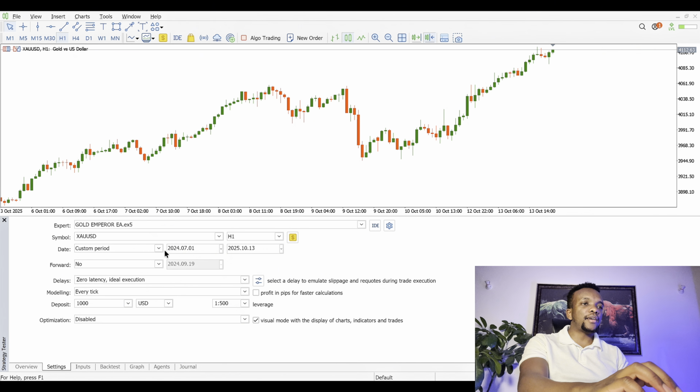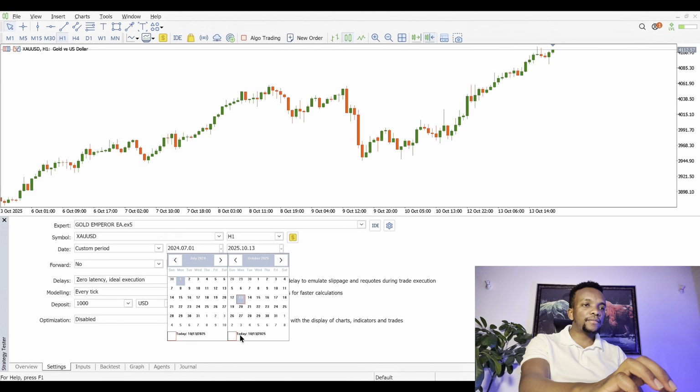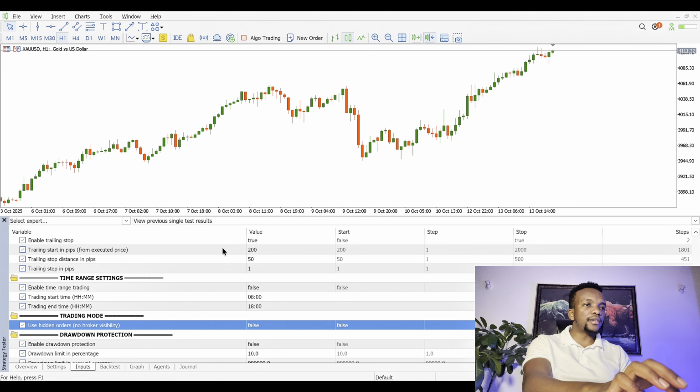One hour, then the custom period. I think it's better we start, we can backtest it from maybe 2024, July to date. To today, so you can select today. So from 1st of July 2024 to date. Then here you make sure it is virtual mode so that you can see how the backtest works. So the next step is the inputs.